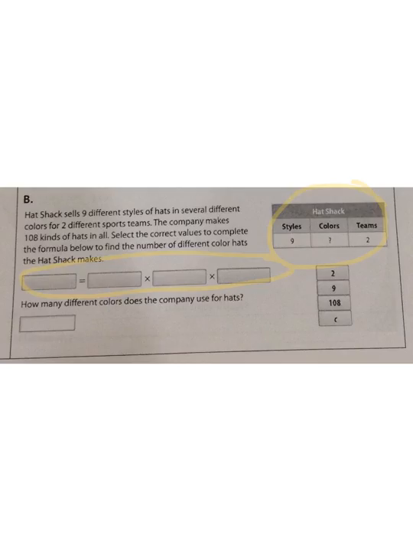B. Hat Shack sells 9 different styles of hats in several different colors for 2 different sports teams. The company makes 108 kinds of hats in all. Select the correct values to complete the formula below to find the number of different color hats the Hat Shack makes. So over here is the different styles, colors, and teams. And you want to use these values right here to make the equation. So you're going to do that first. Second part, you are going to solve for your variable and answer how many different colors does the company use for hats.